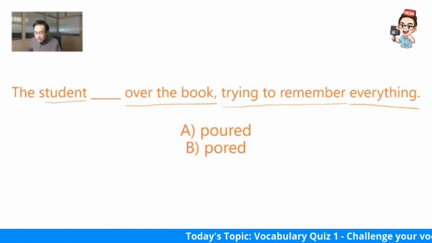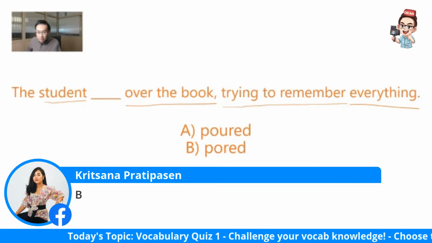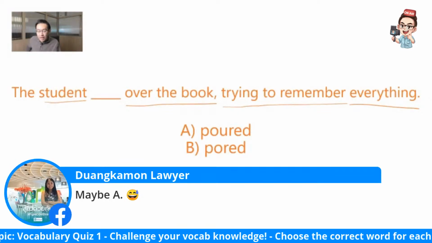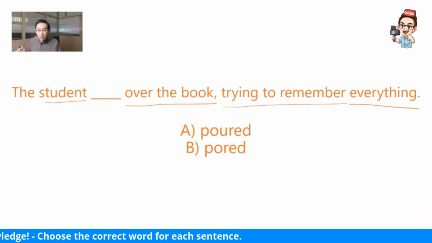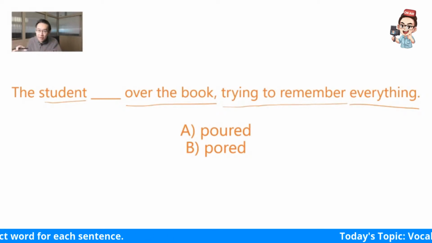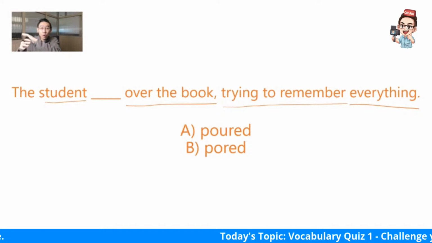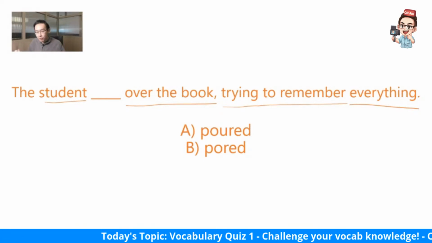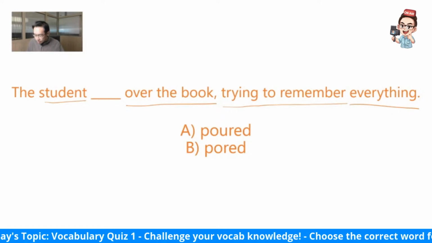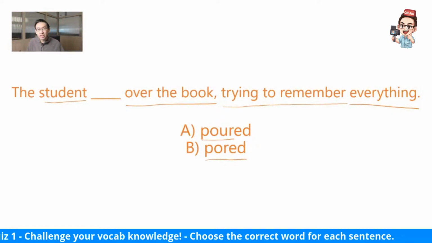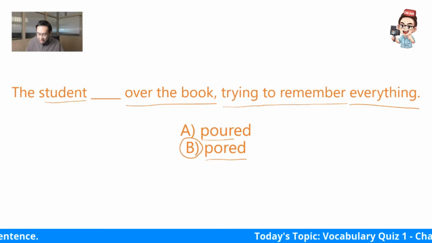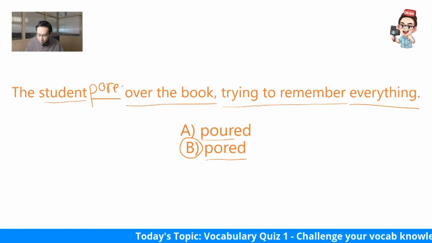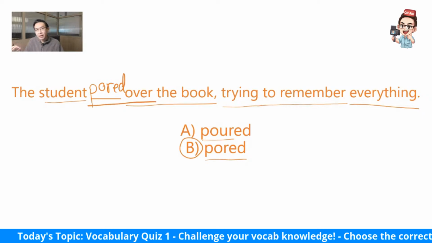And we have more answers. So we have B from Kristana and also maybe A from Dongkamon. Okay, thank you for all of your answers. Right, so now we know the meaning of this sentence. The student was doing something with the book to remember all the information, all the details inside that book. We have pored like this, and we have poured. These two words happen to be pronounced the same way. So the correct answer here is actually B. Okay, so we say poured over. Poured over. It's like a phrasal verb here.